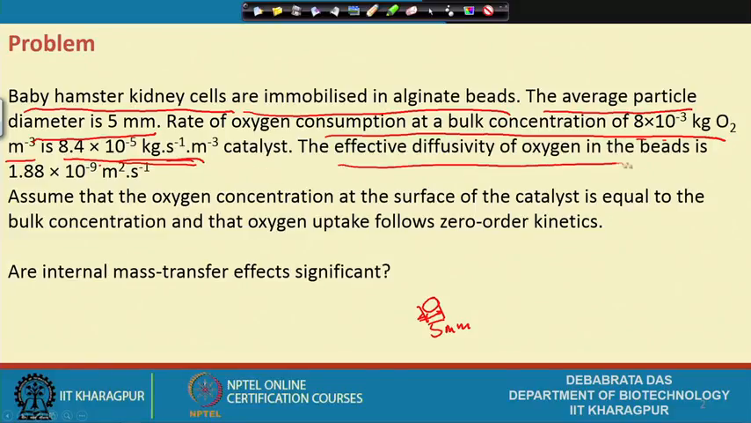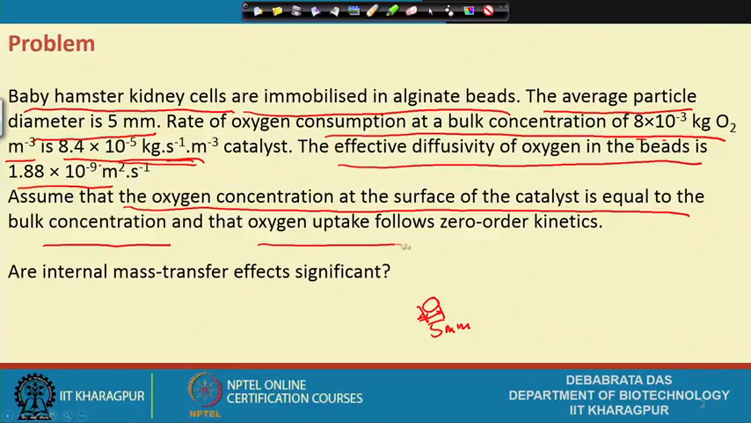The effective diffusivity of oxygen in the bead is 1.8 × 10^-9 meter squared per second. Assume that the oxygen concentration at the surface of the catalyst is equal to the bulk concentration. The oxygen uptake follows zero order kinetics. Then you have to find out whether the internal mass transfer effect is significant. So, this is purely a mass transfer related problem, and this is a heterogeneous system. Let us see how we can solve it.